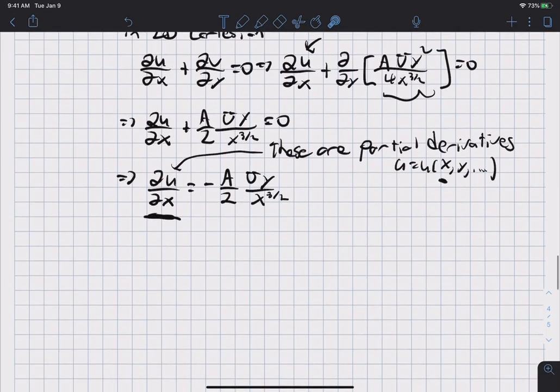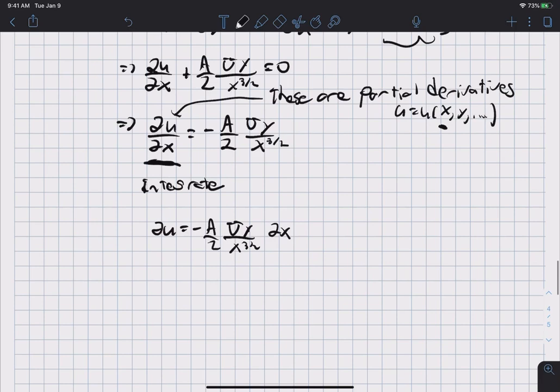Okay, and so here's what I mean by that. So we integrate as you would normally, basically multiplying both sides. We have partial u equals minus a over 2 u y over x to the 3/2 partial x, and you can simply integrate like you normally would.